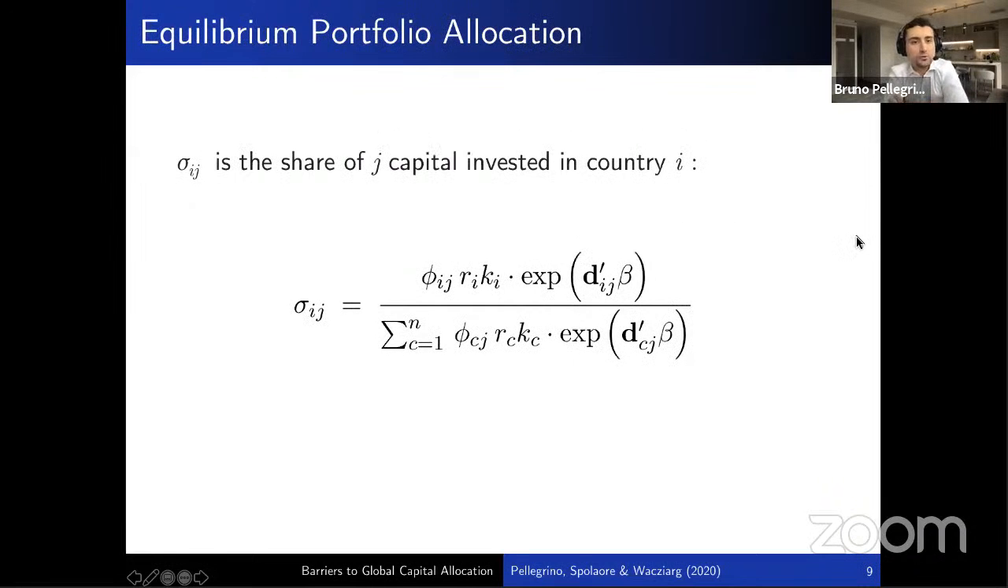So we solve the individual investor problem, and we allocate it at the level of country J, the investor country, and we obtain sigma IJ. These are the portfolio shares. It tells how much of the capital saved in country J is invested in country I, and it has a very intuitive functional form. It depends positively on the degree of capital account openness between country I and J, that's phi. It depends positively on the rate of return in country I. And it also depends positively on the size of country I as captured by its capital stock, and it depends negatively on this multidimensional vector of distances. Negatively because beta here is negative.